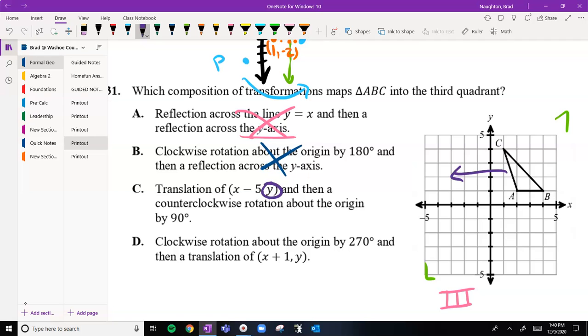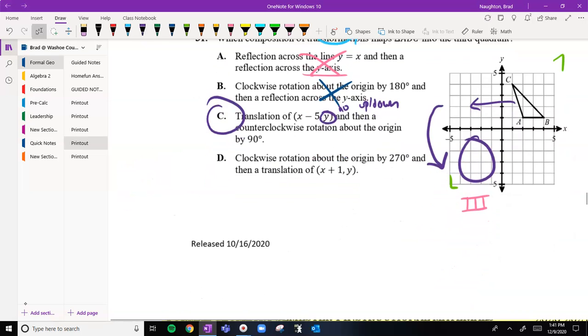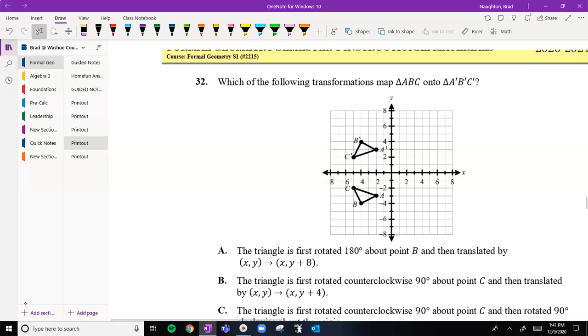And when it's just y, that means there's no up or down. And then it says rotate it 90 degrees counterclockwise around the origin. So then I'm going to land down here in quadrant 3, which is what I want. So we didn't actually have to do any math. We just had to know what was going on. So ladies and gents, that was 31. Making much faster progress on this video than the previous ones.